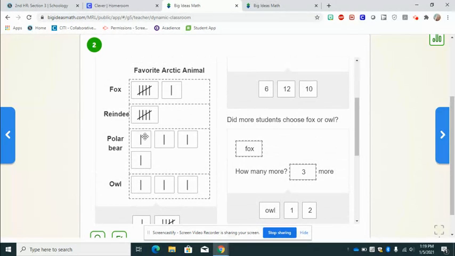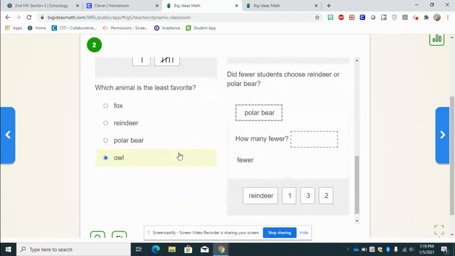Okay, so we're going to look at reindeer and polar bear. Polar bear has 4 and reindeer has 5. So how many more would polar bear need to get to reindeer? 4 plus 1 more would make 5. So 1 fewer.